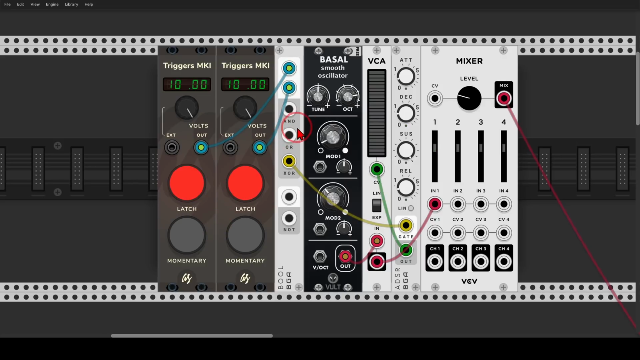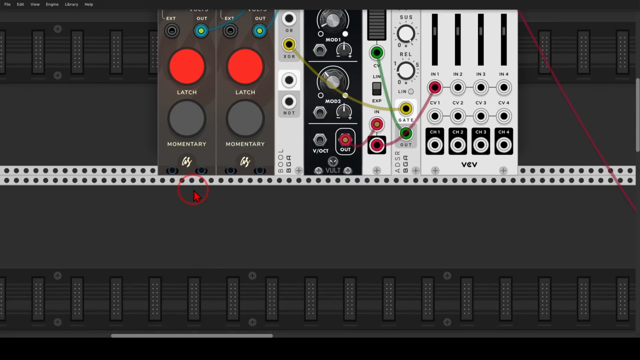Again, unlike OR logic, where OR was basically all the time, 1, 2, or both of them together, XOR, exclusive OR, is only when one or the other. One or the other, but not when both. So we can really use this and trigger events at different times.